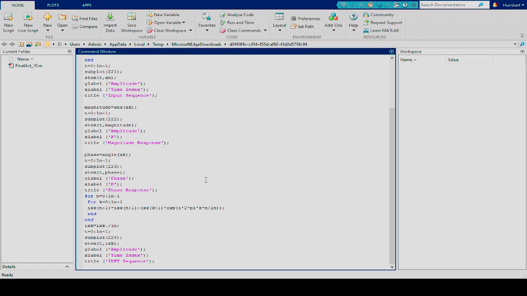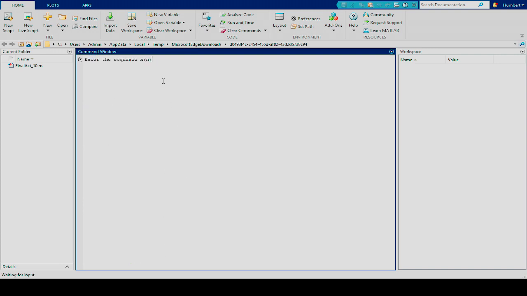For task 1, we're going to run this and then input the given input. We're going to input the given numbers 1, 2, 3, 4, 4, 3, 2, 1. Enter.